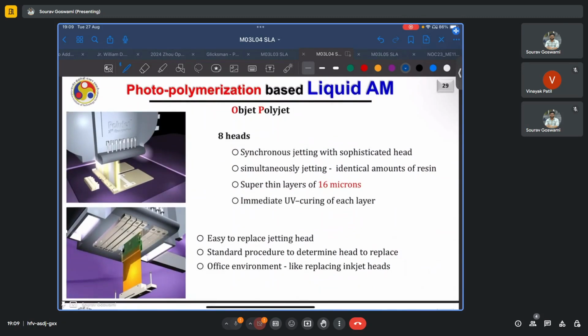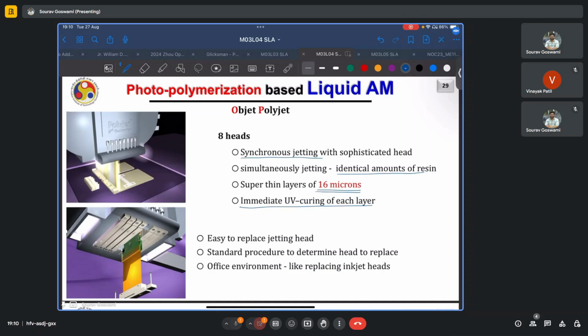Now, because of the use of multiple heads for jetting, you can have synchronous jetting, and you can jet identical amounts of resin simultaneously. You can have layer thicknesses of up to 16 microns. And as we discussed, since the UV light is also fitted onto the dispensing head itself, with the motion of the dispensing head, the UV light also moves and the curing is almost instantaneous. There's little to no post-processing needed apart from the removal of the support structures.